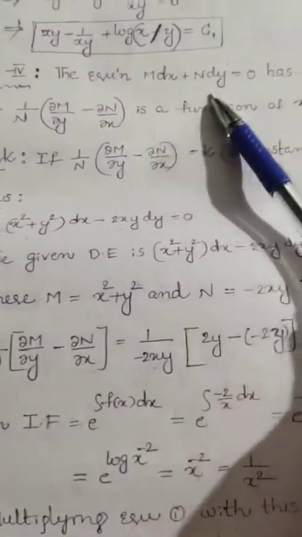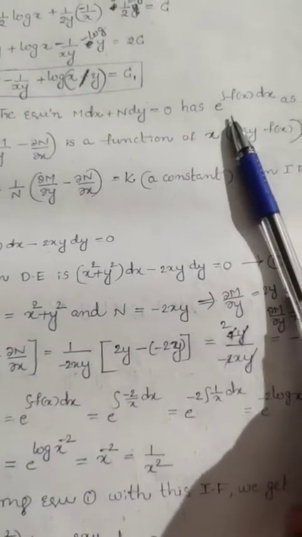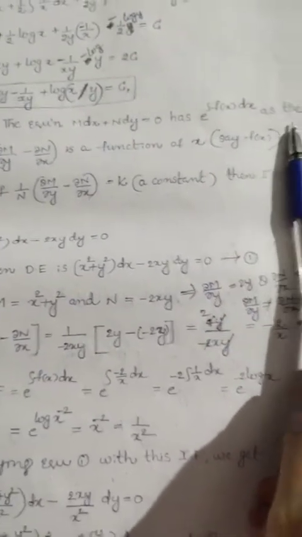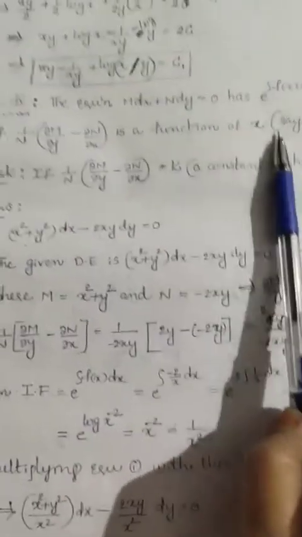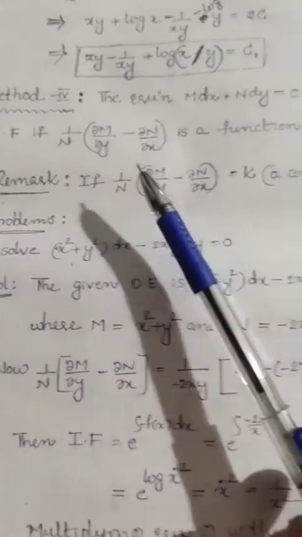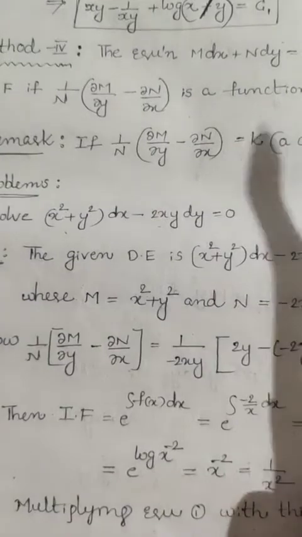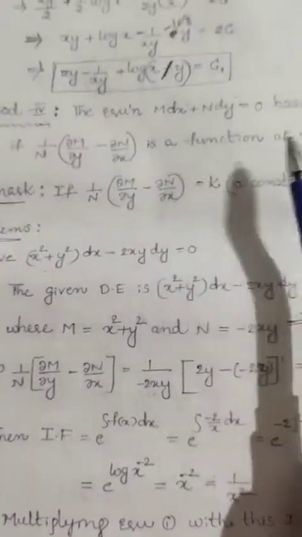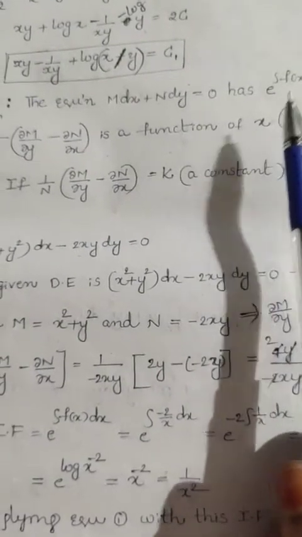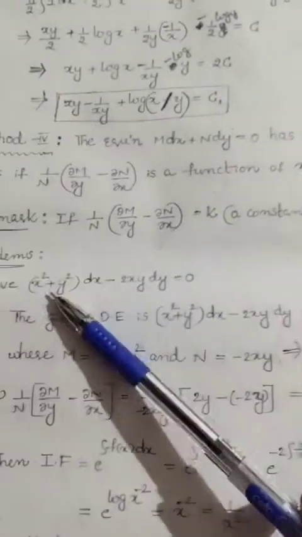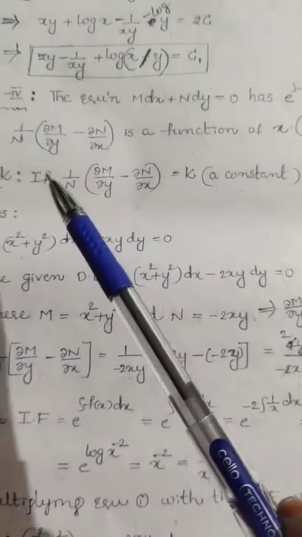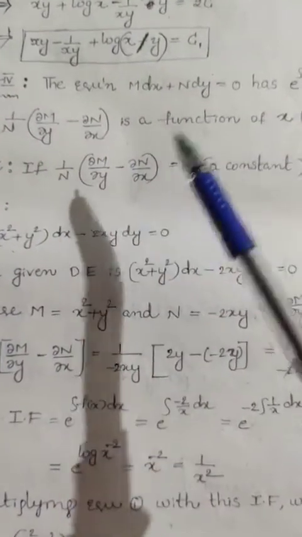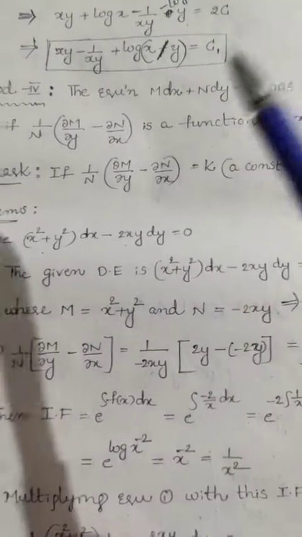So if the differential equation M dx plus N dy equal to 0 has e power integral of f of x dx as the integrating factor, if 1 by N into (dou M by dou y minus dou N by dou x) is a function of x, then we have integrating factor e power integral of f of x into dx.